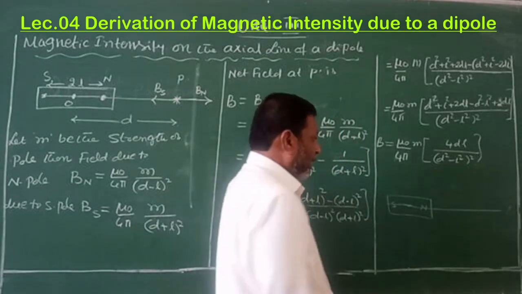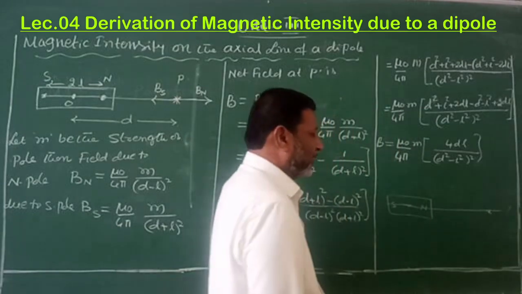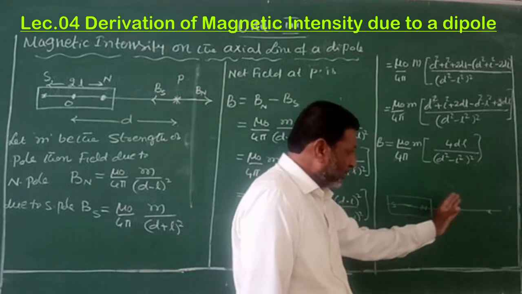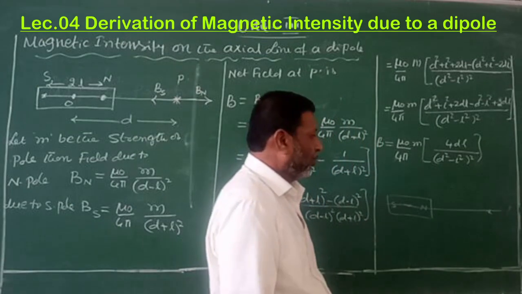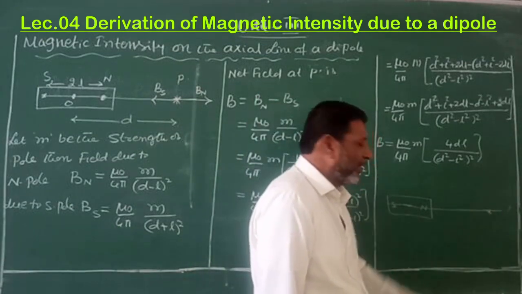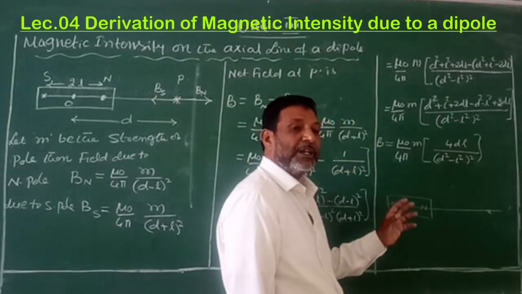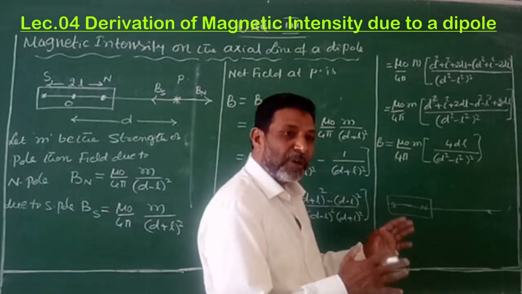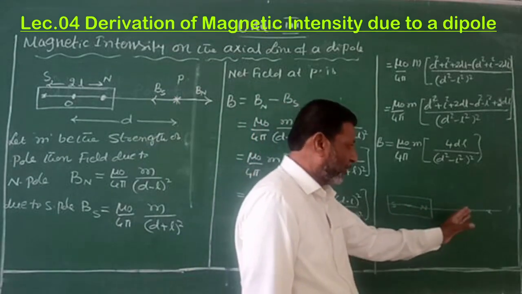Now, at any point on the axial line, what is the magnetic intensity? If there is a magnet, it produces a magnetic field. All those definitions we discussed in the last class. Suppose this is any point on the axial line, then at this point there is some magnetic intensity. To calculate how much it is, we require a formula. So let us derive that particular formula.